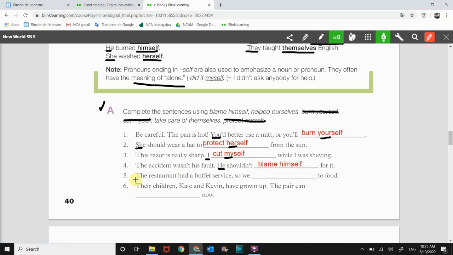Number 5, the restaurant had a buffet service, so we blank to food. All right, first let's mark out blame themselves. All right, so we, remember we is ourselves, so right here, helped ourselves. So we helped ourselves to food. All right.